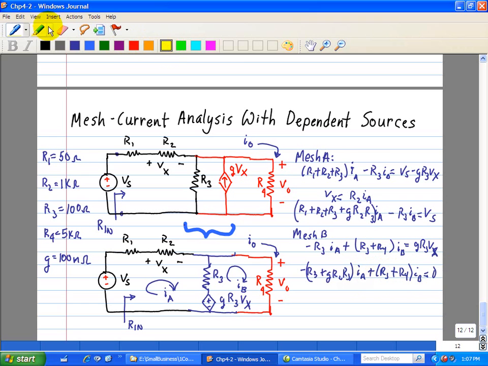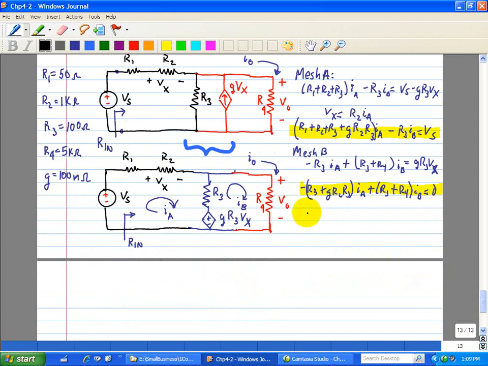So now that we have the mesh equations, let me highlight that here for mesh A and here for mesh B. Now we note that VO is equal to R4, voltage across R4, times IB, and that Rn is given by Vs divided by IA.